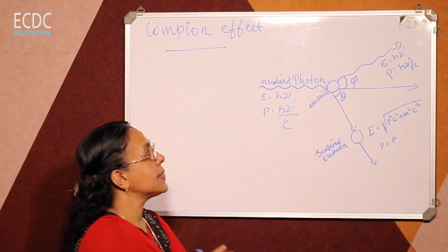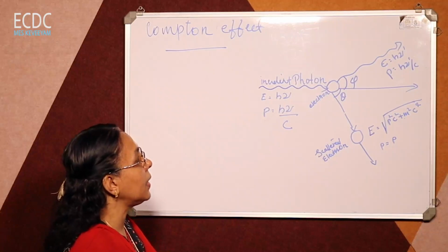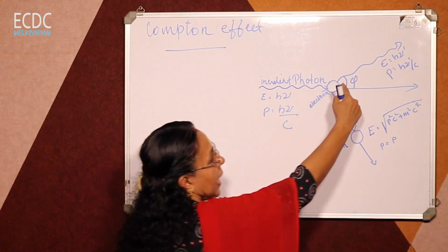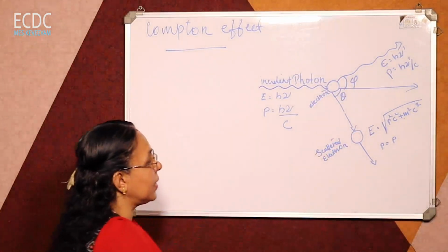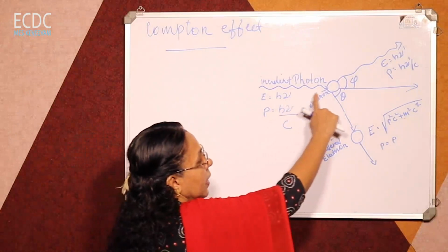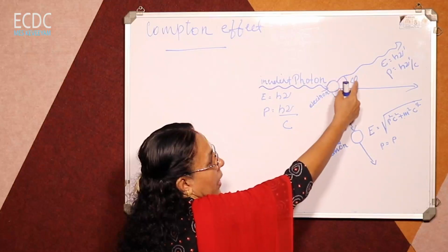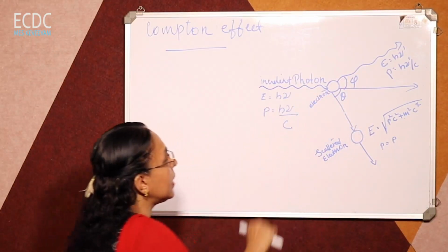is at rest. So, there is an interaction between the incoming photon and the electron, and after the interaction the photon gets scattered along this direction and the electron gets scattered in this direction. So that is the incident direction. The photon is scattered by an angle phi and the electron is scattered by an angle theta.